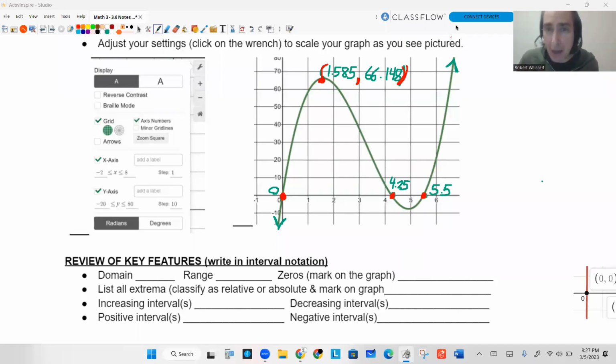I also went ahead and added that coordinate there at that maximum and put some arrows on the end so you know it's going to go up and down forever. So we want to mark those on your graph on your piece of paper. Now let's go about domain, range, zeros, all that stuff.